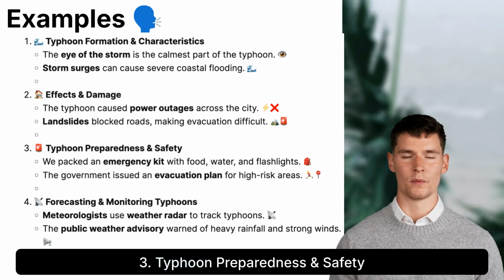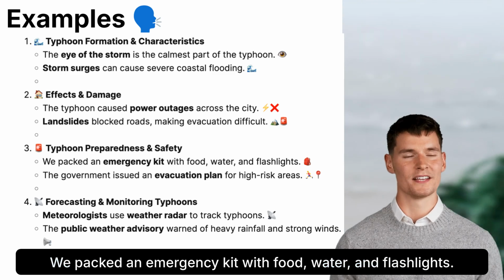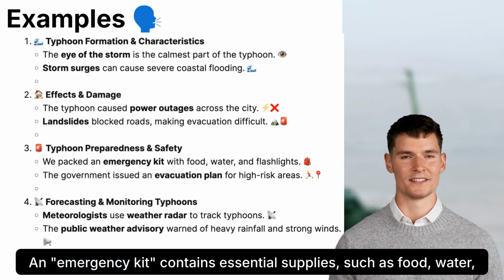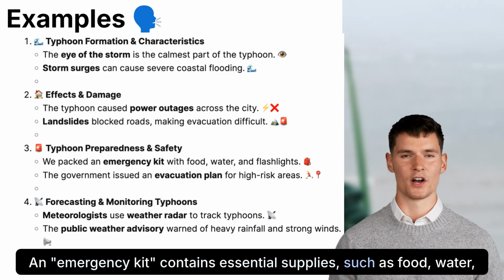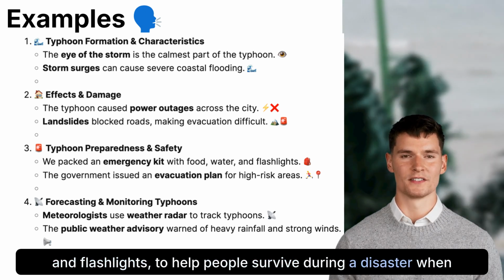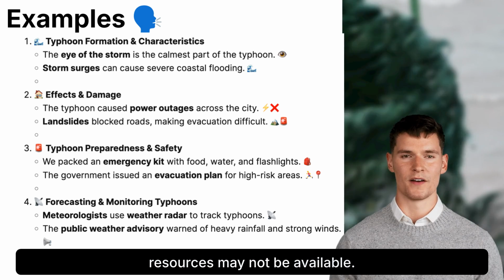3. Typhoon preparedness and safety. We packed an emergency kit with food, water, and flashlights. An emergency kit contains essential supplies, such as food, water, and flashlights, to help people survive during a disaster when resources may not be available.